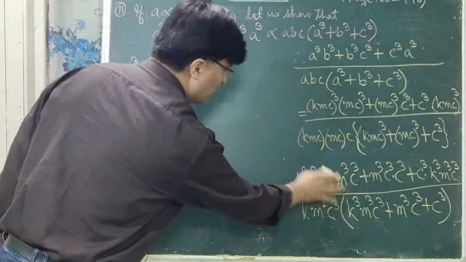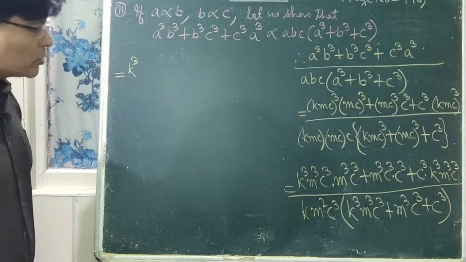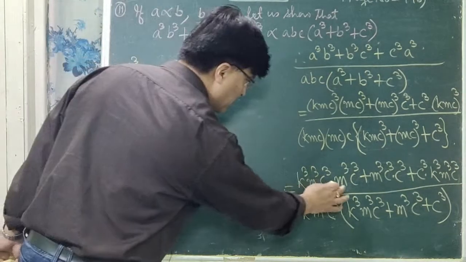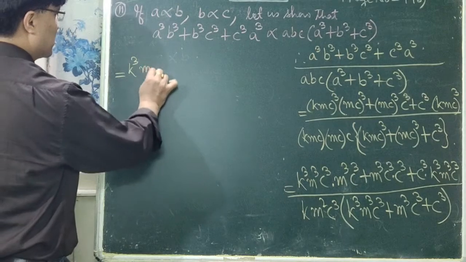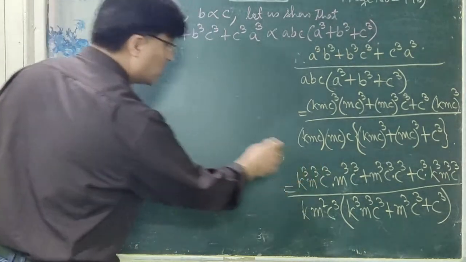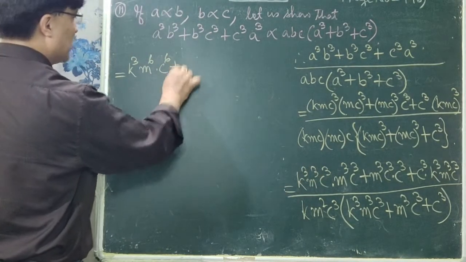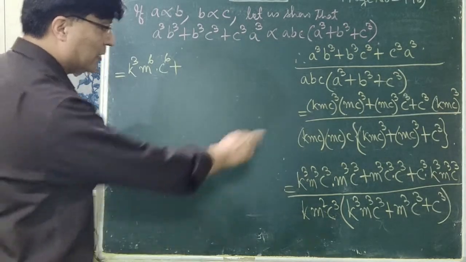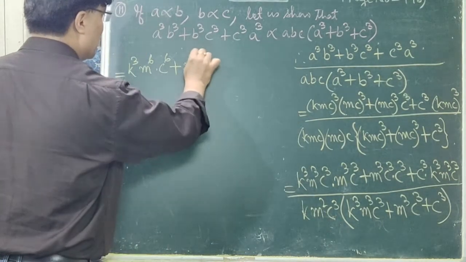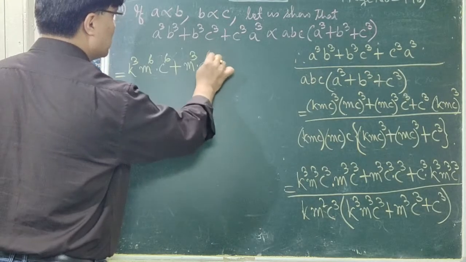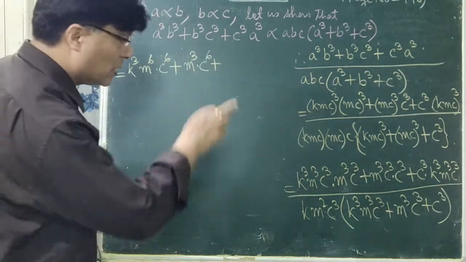What is M cube into M cube? If we multiply them, powers will be added. When you multiply two, the power adds, that is M to the power 6 into, what is C cube into C cube? C to the power 6 plus, again M cube into, what is C cube into C cube? C to the power 6 plus, what is the last one?